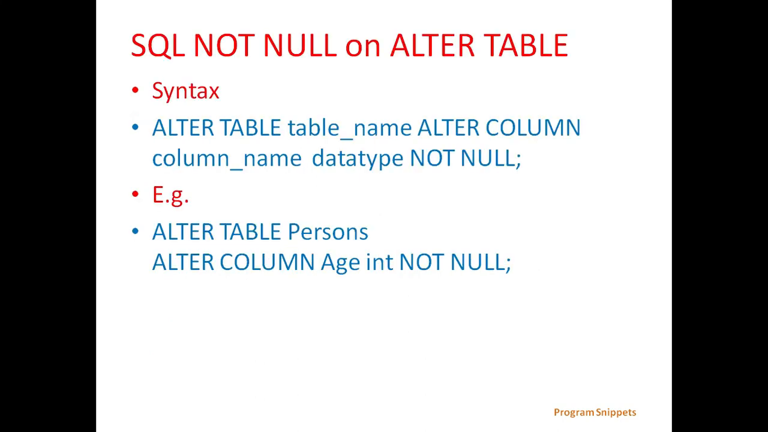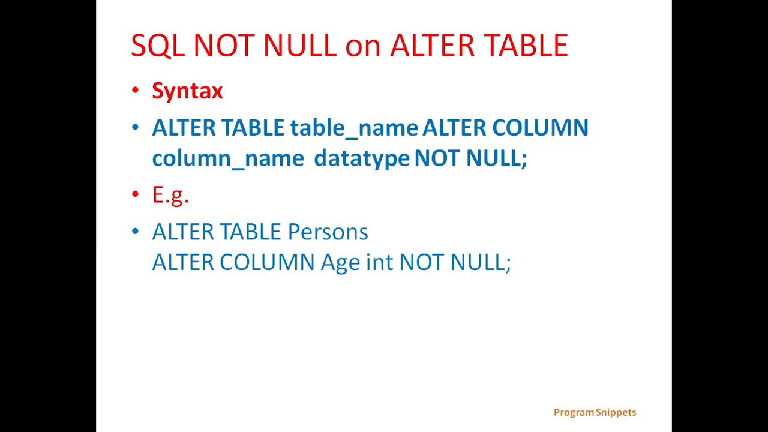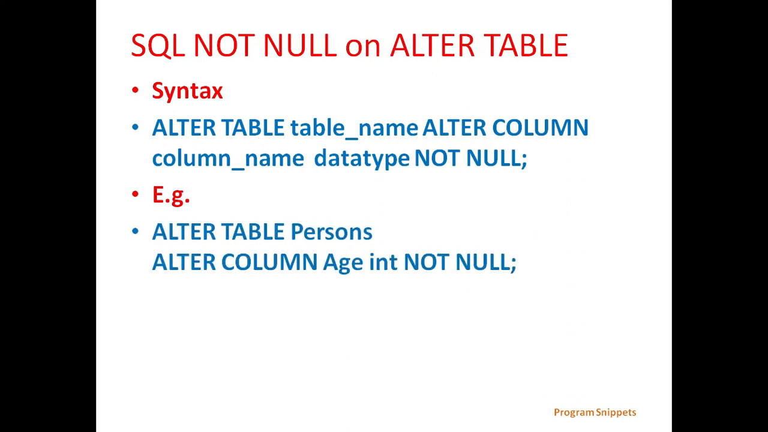We can add a NOT NULL constraint after defining a table using ALTER TABLE. The general syntax is ALTER TABLE, table name, then ALTER COLUMN, the column name, data type, and the constraint NOT NULL. For example, in the previous table we defined the age column without the NOT NULL constraint. We can add it to the age field as ALTER TABLE person, then ALTER COLUMN age, data type integer, and NOT NULL.